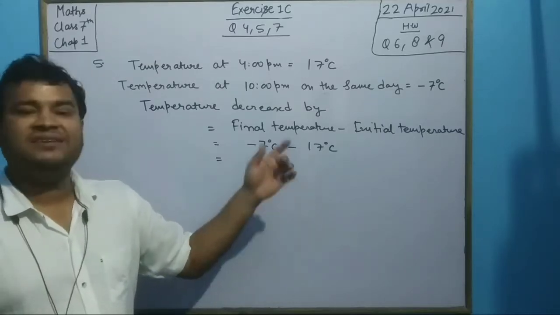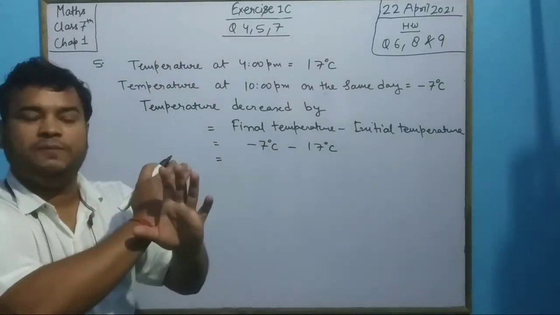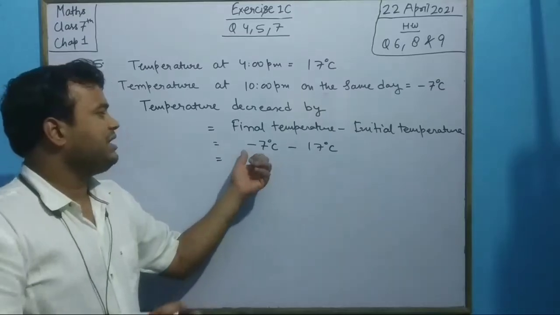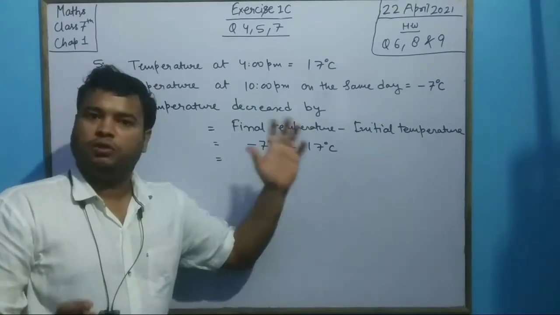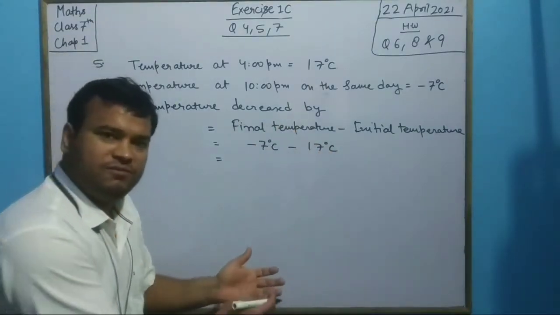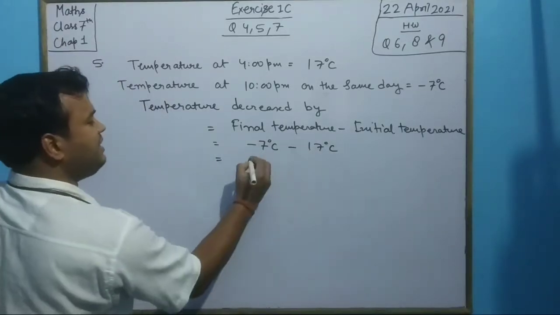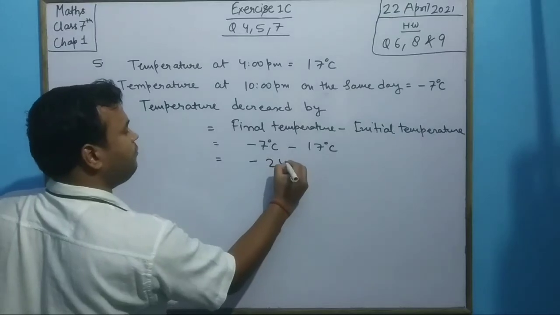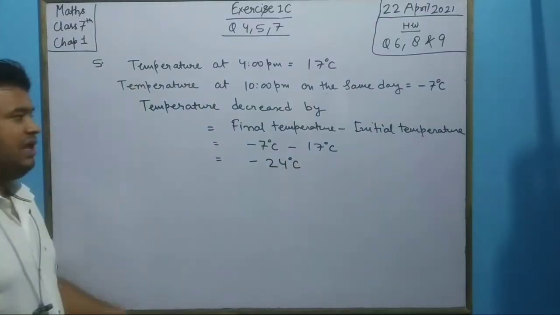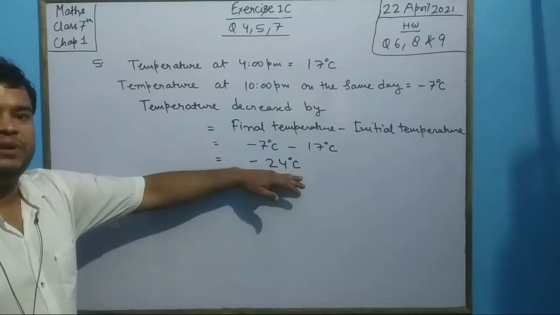Minus 7 minus 17. This is not being multiplied. मल्टीप्लाई नहीं हो रहा है. ये क्या हो रहा है? Minus 7 minus 17. दोनों माइनस में है और माइनस जाएगा और माइनस जो है हमारा माइनस में नंबर बढ़ेगा. Minus 7 minus 17, it will be minus 24 degrees Celsius. This is the decrease in temperature.